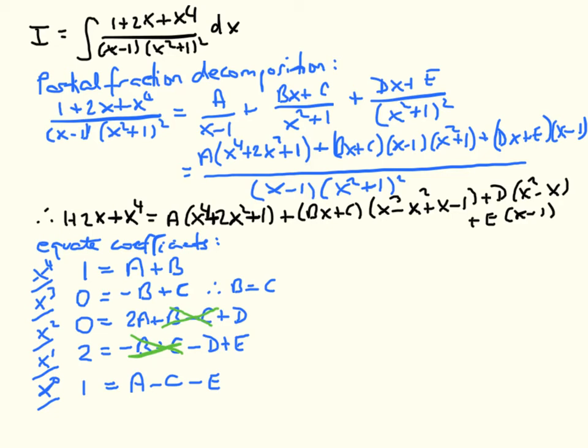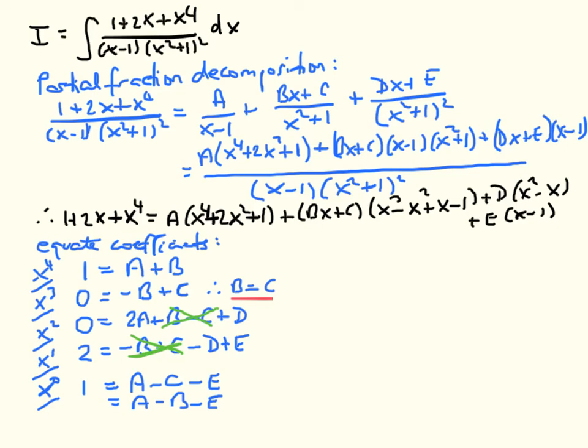We know already that b is equal to c, which is very useful. It's cancelled here and here. And in this final equation, we can use the fact that b is equal to c and write down here that we have 1 is equal to a minus b minus e if we want to get rid of c immediately. So now we have 4 equations for 4 unknowns. We have this equation, this equation, this equation, and this equation, and the 4 unknowns are a, b, d and e.